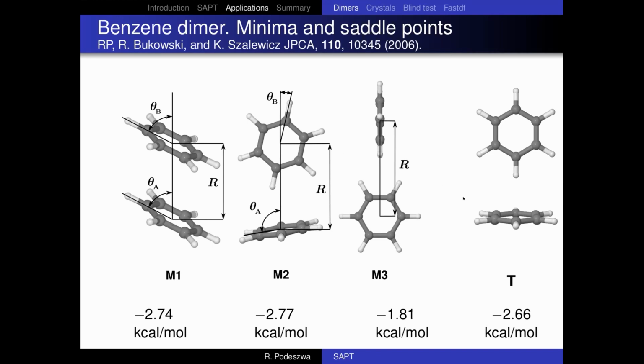And at the time it was believed that there are two minima for the benzene dimer, slipped parallel and T-shape. And we actually found that the T-shaped is a saddle point, and the minimum is tilted. It has a significant effect on the spectrum. So this vibration is different compared to the regular T-shaped one. And also it's more stable than T-shaped. So it explains really a lot of issues with the spectrum of this system.